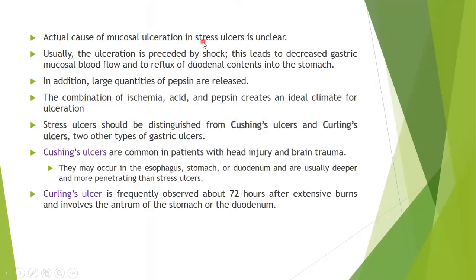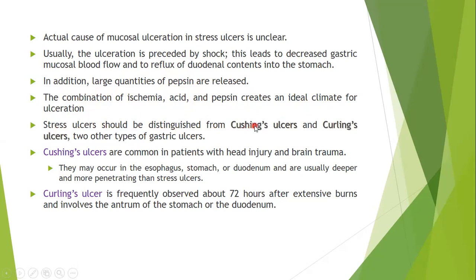Now, the actual cause of mucosal ulceration in stress ulcers is unclear, as was indicated earlier, but the mechanism has been associated with shock, for example. If there is shock where there is inadequate tissue perfusion, there is inadequate blood flow to the mucosa of the intestines, and this will lead to decreased mucosal blood flow and to reflux of duodenal contents into the stomach. Decreased blood flow to the stomach, remember, is going to inhibit repair of the stomach, making it more susceptible to ulceration. In addition, large quantities of pepsin are released in stressful situations. Pepsin is able to break down proteins, including those found in the mucosa, and that will lead to ulceration. The combination of ischemia, acid, and pepsin creates an ideal climate for ulceration.